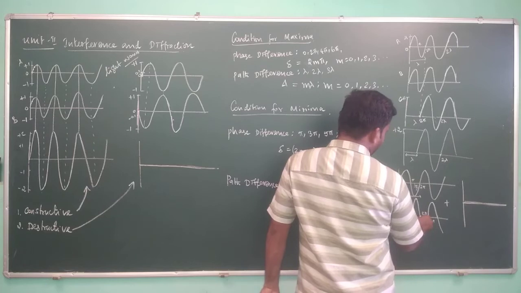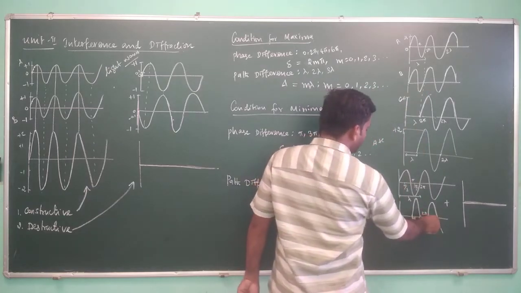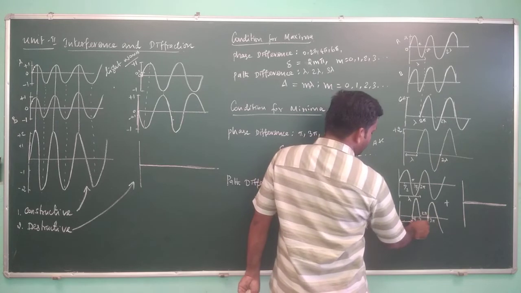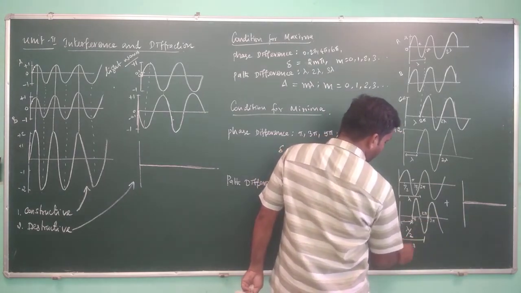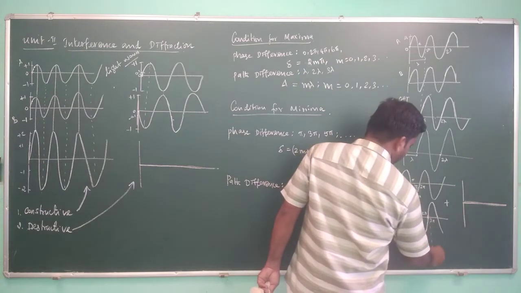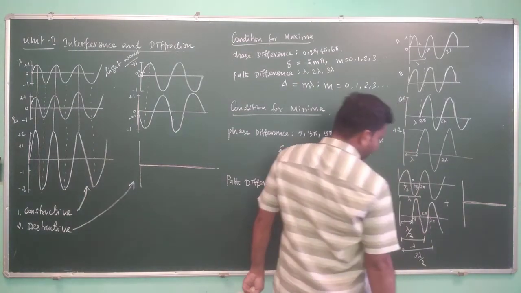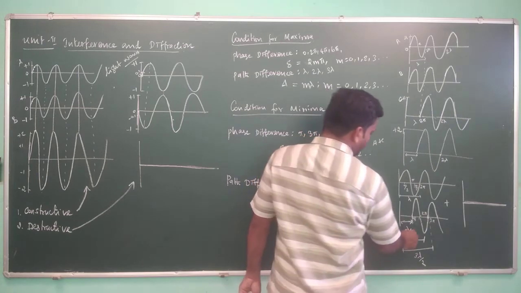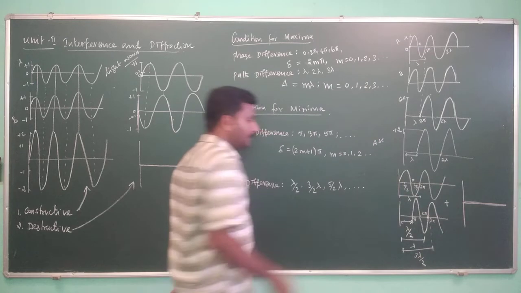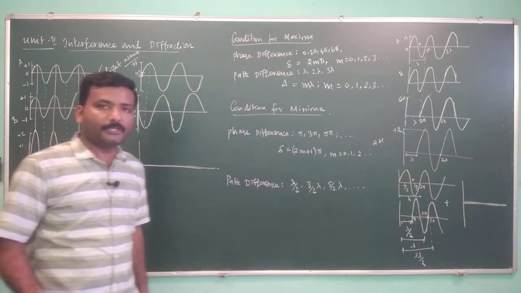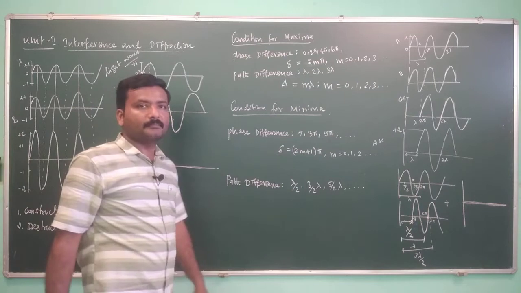This is lambda. If it starts from lambda, then it becomes destructive interference, so that you will go here. So this point up to this lambda, up to this point, and up to this point. What is that? 3 lambda by 2. 1, 2, 3, so 3 lambda by 2. And so when the path difference is lambda by 2, 3 lambda by 2, or 5 lambda by 2, then you could expect minimum intensity.